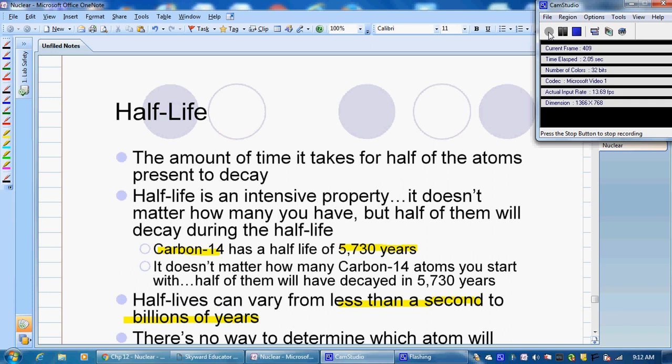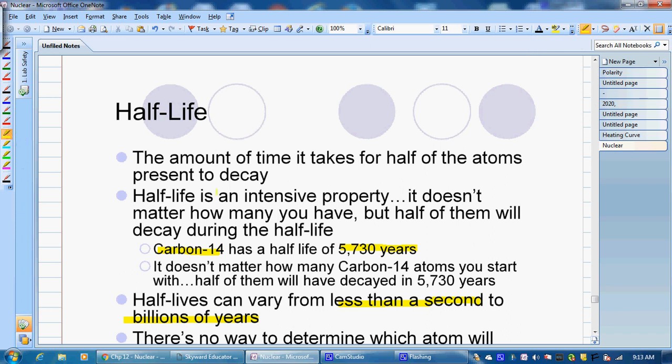Half-life is basically the amount of time it takes for half of the atoms in our sample to decay, which means turning from a parent isotope into the daughter isotope. This is an intensive property. It doesn't matter how many you have, the half-life is going to be the same amount of time. It's different for every different isotope.